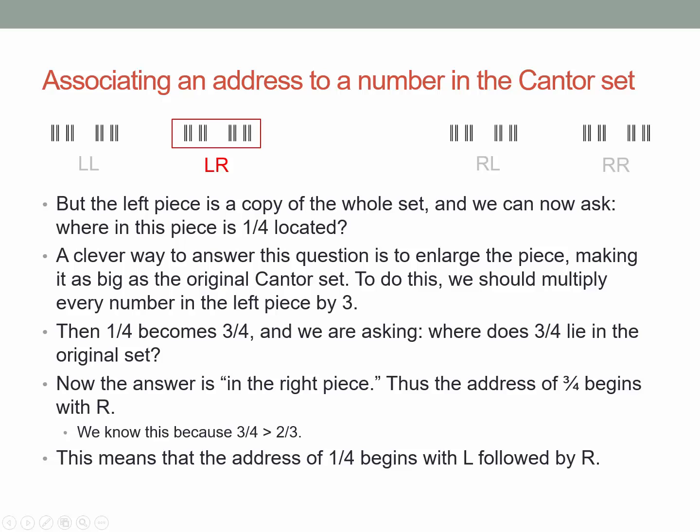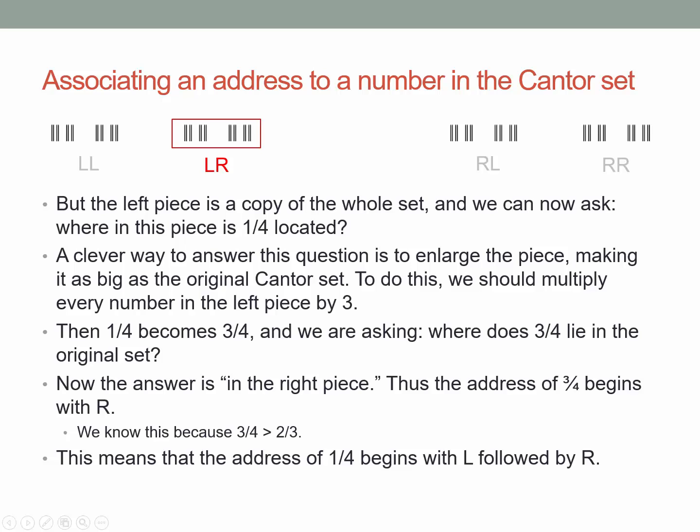And the answer is, it's in the right piece. That means that the address of the number 3/4 in the Cantor set begins with R. Now, we're really not concerned with the address of 3/4 itself. We did that operation because we wanted to know what's the next letter in the address of the number 1/4. And what we've learned is that it must be an R, right?